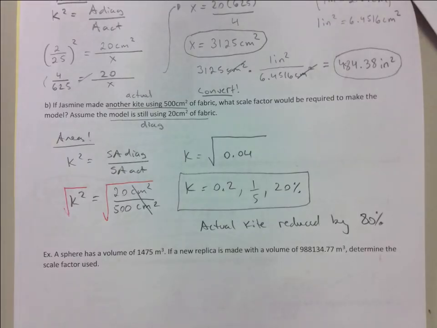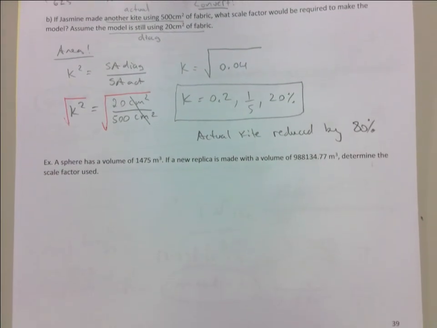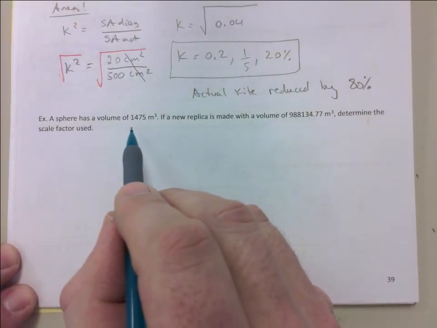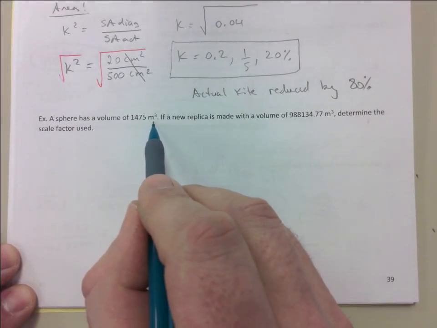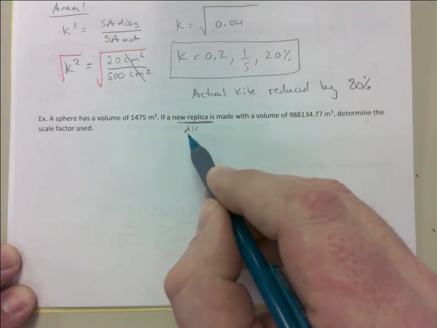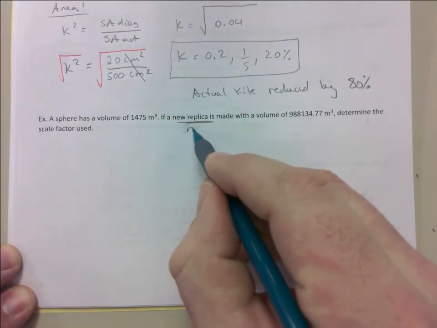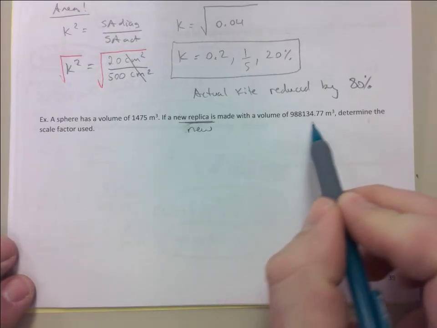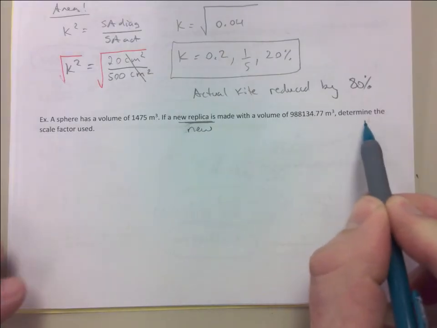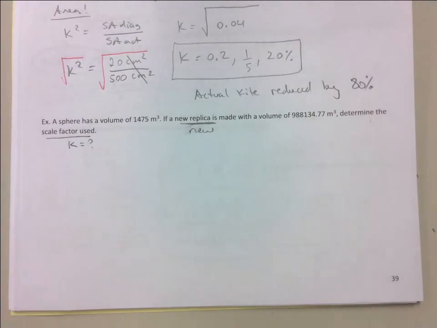One last example. A sphere has a volume of 1475 cubic meters. If a replica has been made with this volume, I call that replica new, right? If I use the word replica, obviously that's new. So we can clearly tell that this has been an increase. Determine the scale factor used. Like they're saying, hey, we don't know what the scale factor is here. Figure it out.